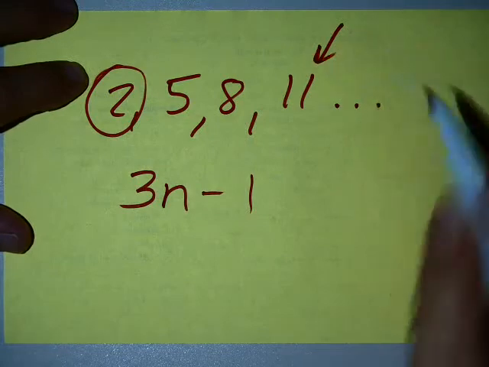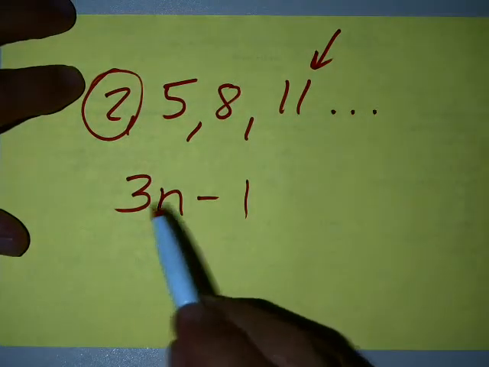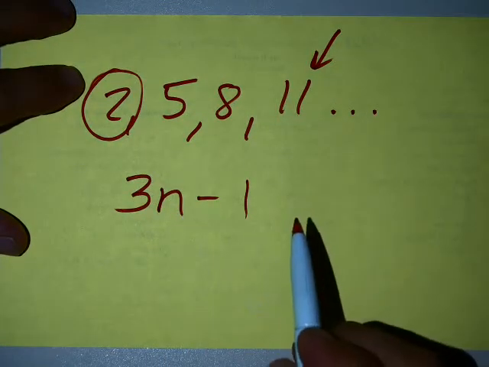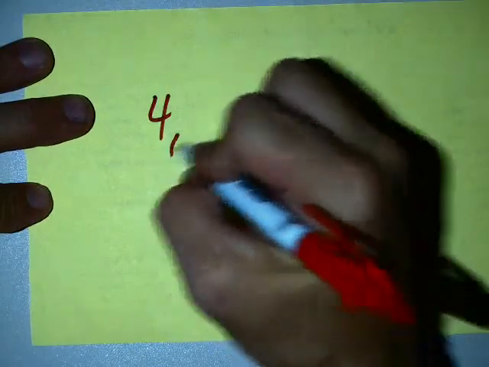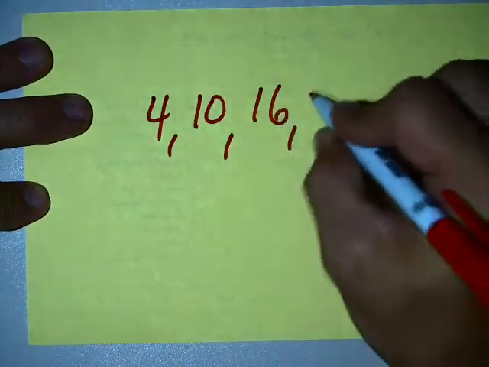Maybe you want to check the fourth number. So you put a 4 here. 3 times 4 is 12. 12 minus 1, 11. Done. Perfect. Okay, and make up another one. 4, 10, 16, 22, goes on forever, right? Give it a shot. Stop the video and try it.